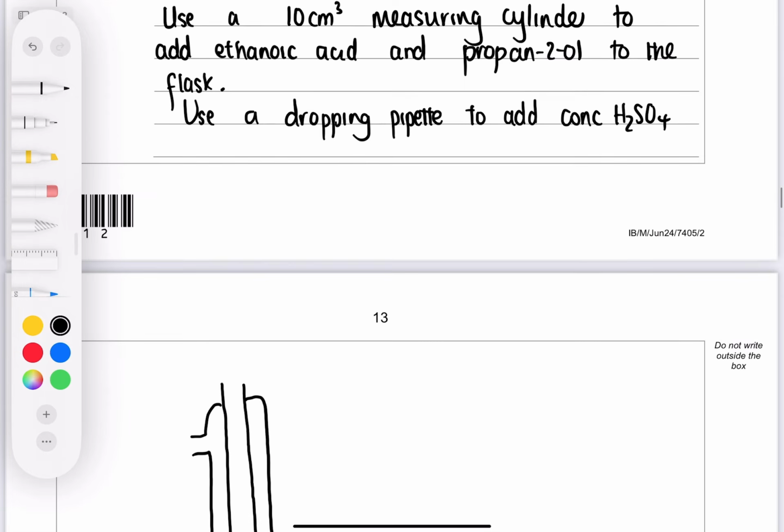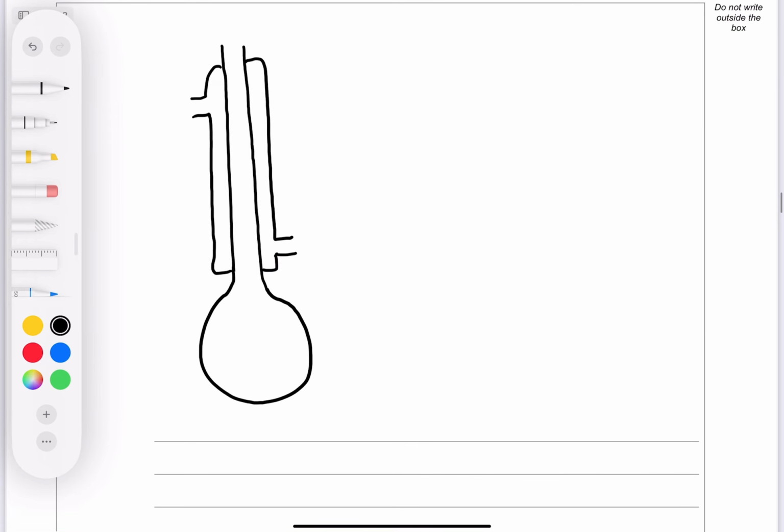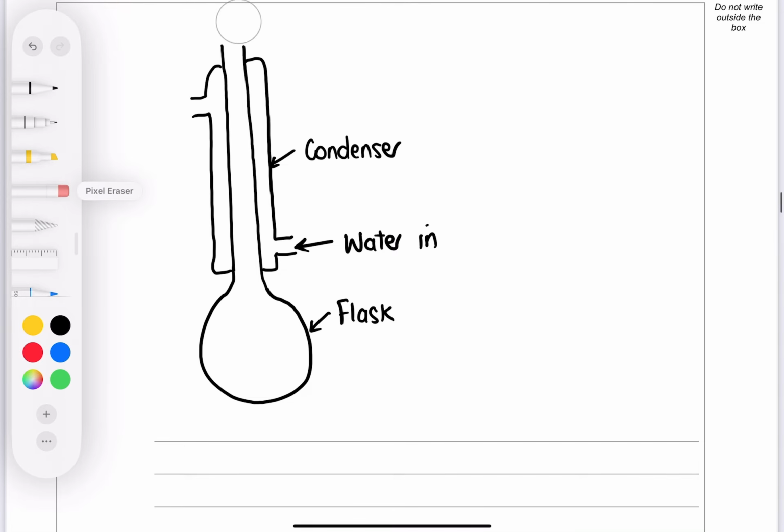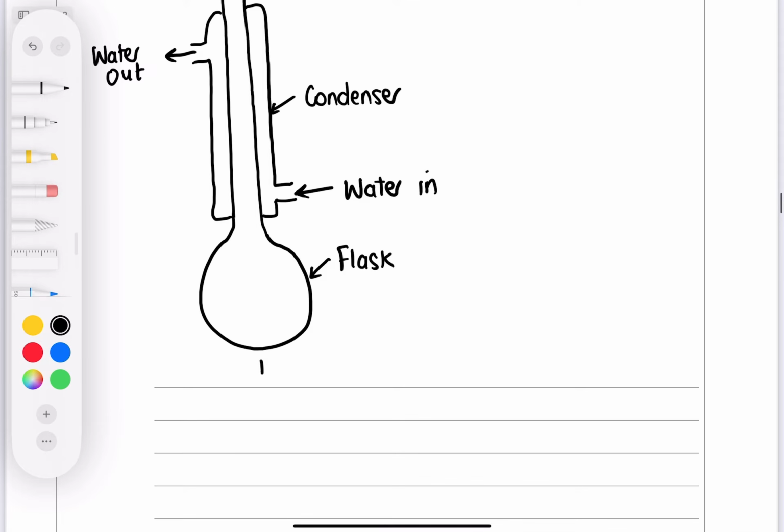Does it say draw a labelled diagram? So this is our flask. This is our condenser. So our water's going in. Make sure you don't close the top of your condenser up here. Make sure it's open so that there's no pressure build up. Then we're going to get water out at the top. That ensures that the condenser fills with water, so we get efficient cooling. And we're going to then heat it up from the bottom. I'm going to put all the contents into the flask.